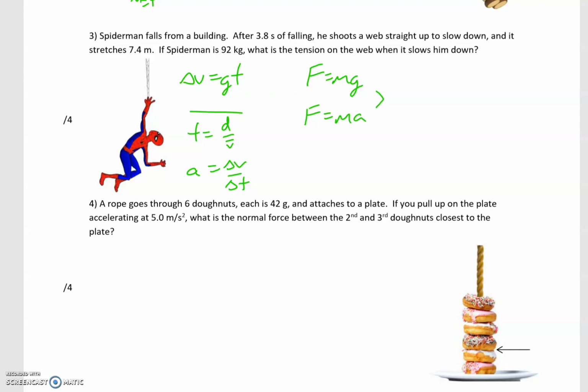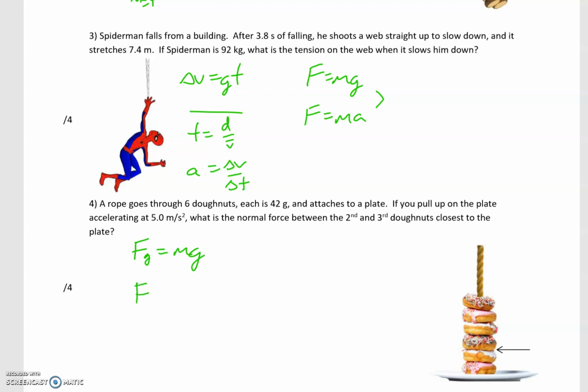So first of all, if you take those 4 donuts and find the force of gravity for all 4 donuts on top, that's how much normal force there would be if the plate was standing still. But it's not standing still, you are pulling up on the rope, which means you're going to have more normal force, more pressure, just like an elevator type question we've done before.